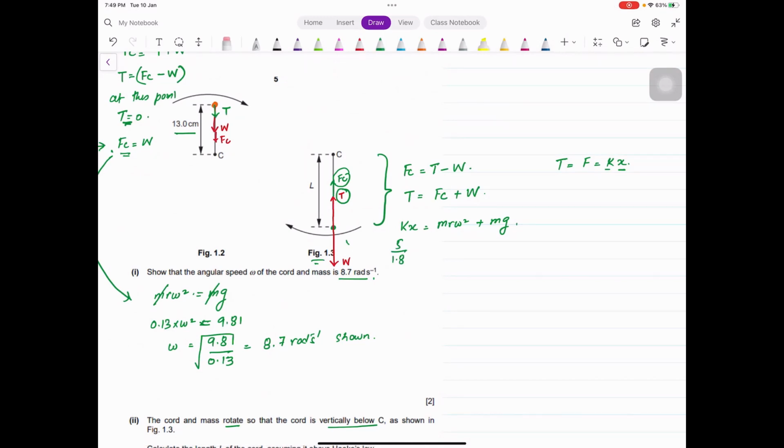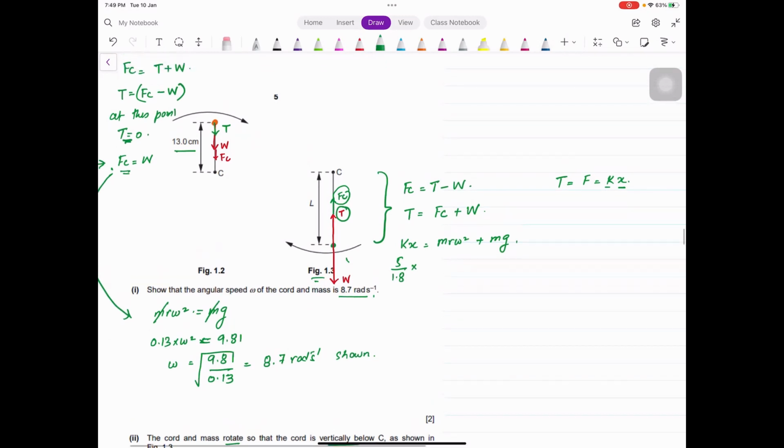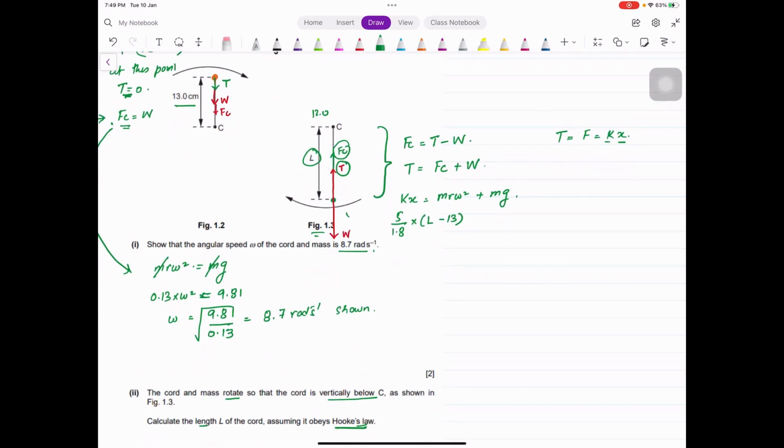So I'm going to write here 5 divided by 1.8 times the extension. Basically, the original length of this was 13 centimeters. So now the new length, to find the extension, I'm going to do length minus 13 centimeters. So this first part is done. Let me put it a bit like this so you understand better: mv squared over r plus mg.